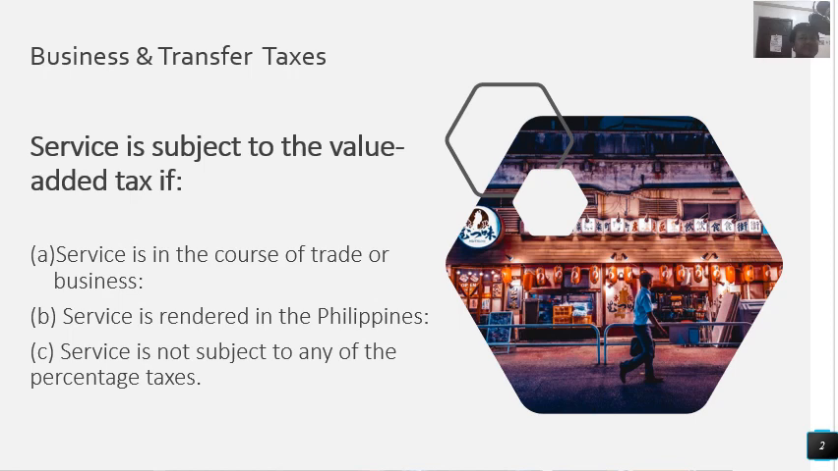Diba, may illustration tayo doon sa chapter 1. Kung ano yung combination ng business tax na possible at hindi possible yung percentage at saka VAT na combination, di ba? It's either excise tax at saka VAT or excise tax at saka percentage tax. Hindi pwedeng magsabay yung VAT at saka percentage tax kasi may line sila.